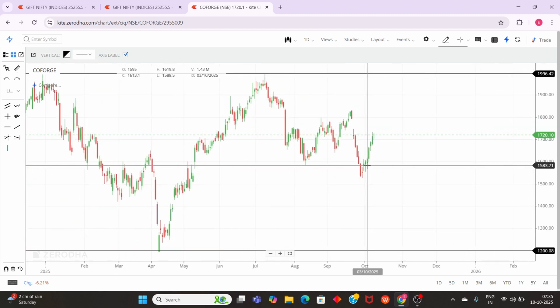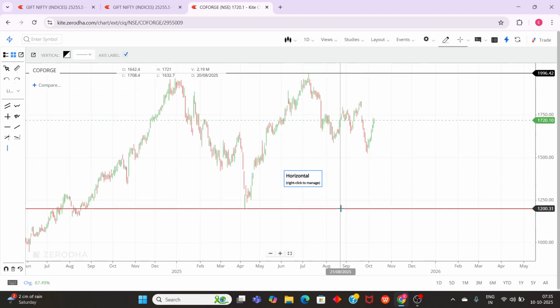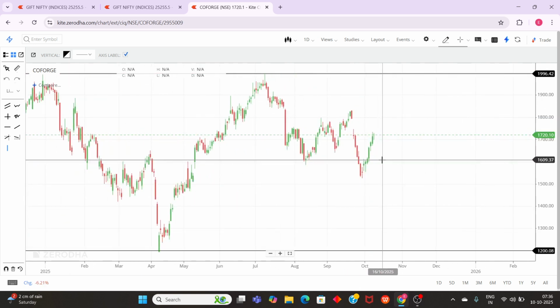Coforge. On the daily time frame, if you observe, it has made a low of 1200 and a high of 1996. If you subtract 1996 minus 1200, that comes to 796, which is the total rally. Divide by 2 is 398. 1996 minus 398 is 1598.